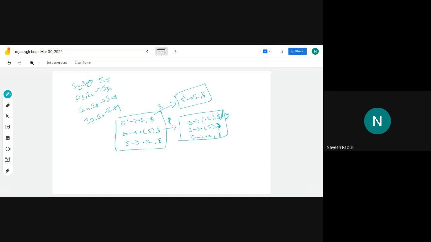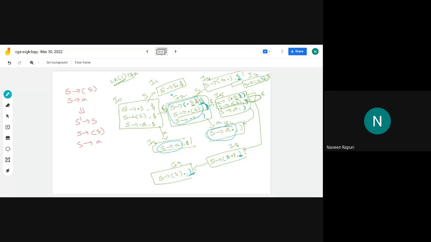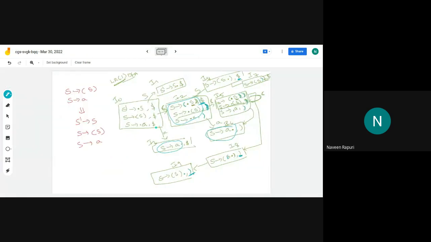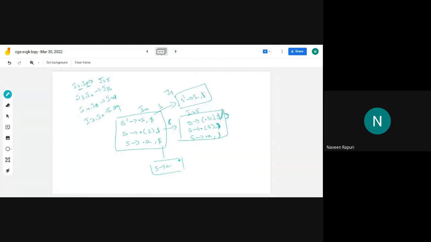So it is I0, I1, I25, I25, sir. By adding I36, I36 means I3 means S derives A dot. In 3, it is dollar. In 6, it is closed parenthesis. So that's why dollar slash closed parenthesis. It is 36. So on small a, it is completed.